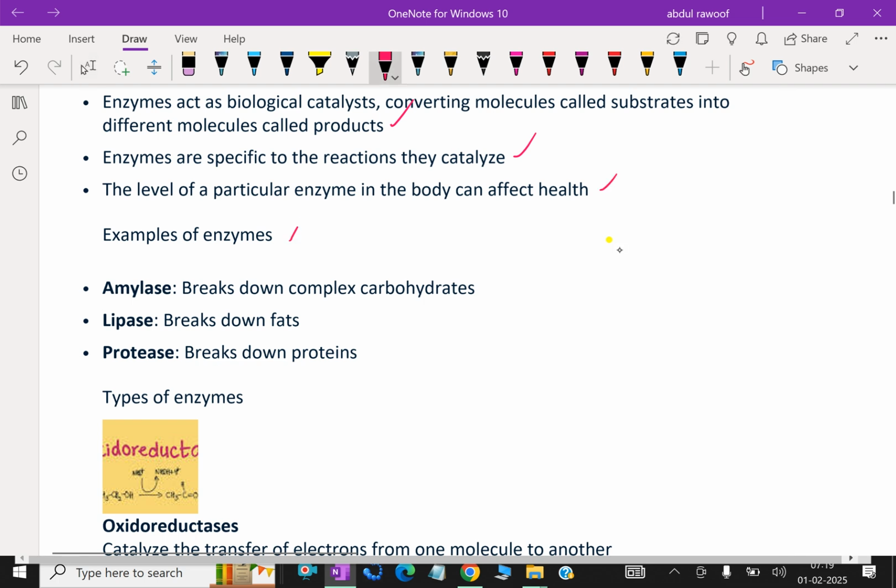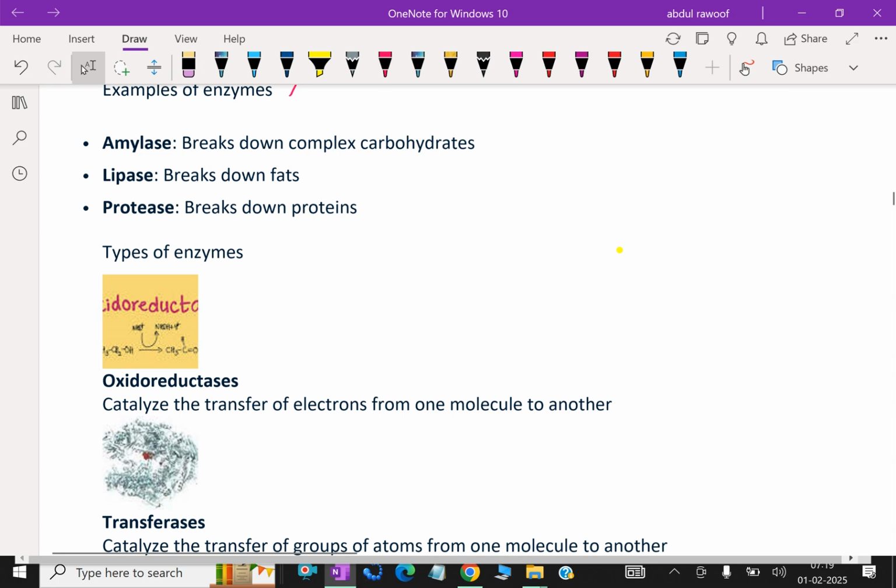Some examples of enzymes: Amylase breaks down complex carbohydrates. Lipase breaks down fats. Protease breaks down proteins.